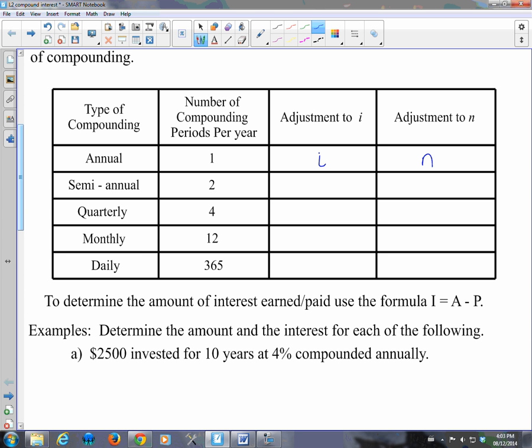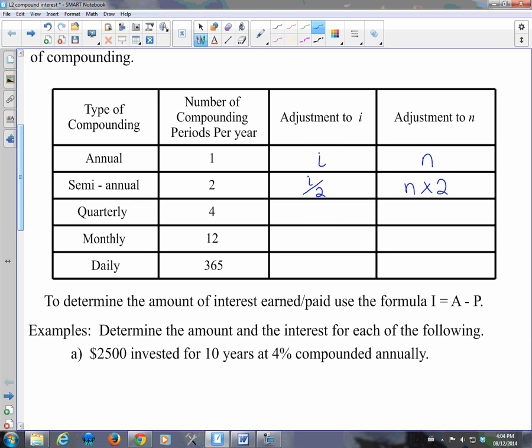If you have a semi-annual type of compounding, that means you are compounding, or calculating interest, 2 times each year. So you take the whole interest over the year and divide it by 2, because you're calculating it twice in the year, so it gets split up 2 times. If you're calculating interest twice each year, you take your time frame and multiply it by 2 to find your adjustment to n.